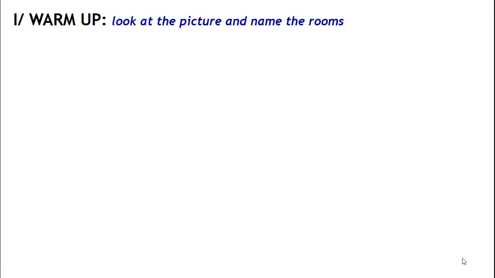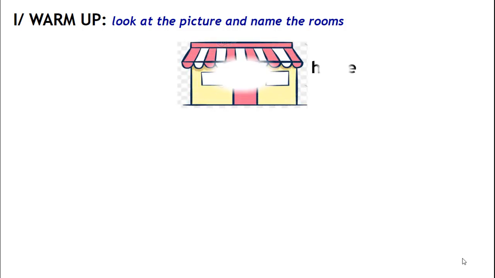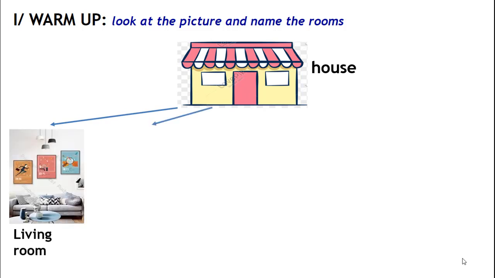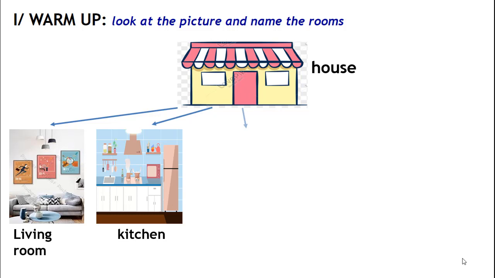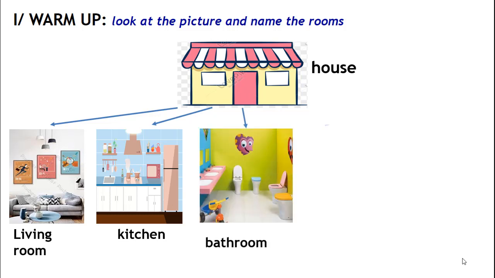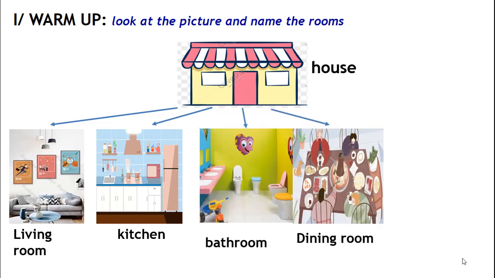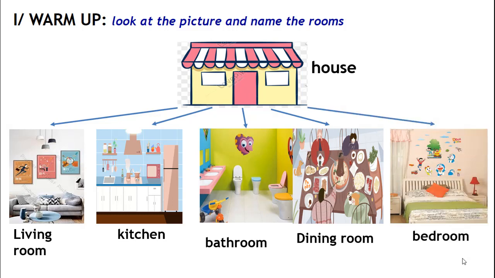Before coming to the new lesson, we review the whole unit. Look at the picture and name the room. House. Living room. Kitchen. Bathroom. Dining room. Bedroom. Now read again. Living room. Kitchen. Bathroom. Dining room. Bedroom.